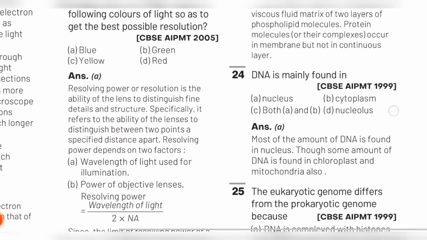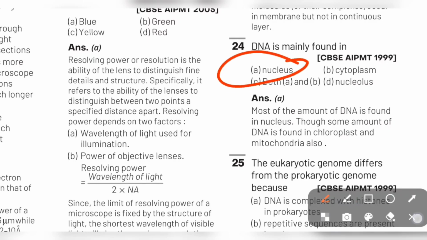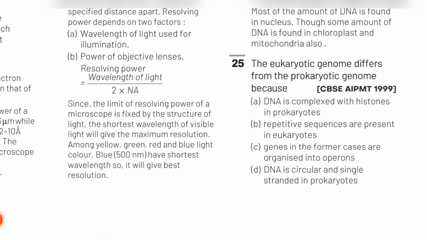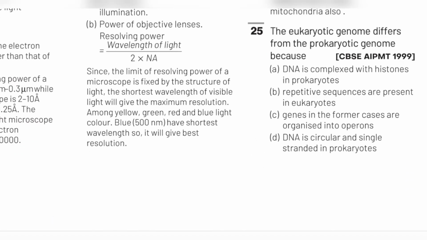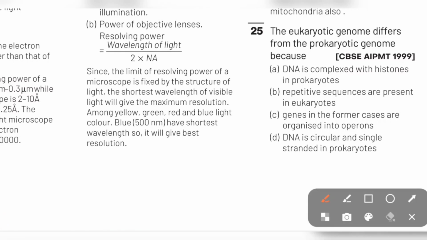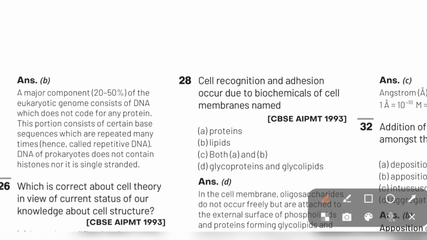ठीक है. DNA is mainly found in, किस में होता है? Simple है, न्यूक्लियस में प्रेजेंट होता है. The eukaryotic genome differs from the prokaryotic genome because इसमें क्या होता है? And we have the correct option here. Wait, and this is our correct option here. Repetitive sequences are present in the eukaryotes. Now this is the explanation you can read.